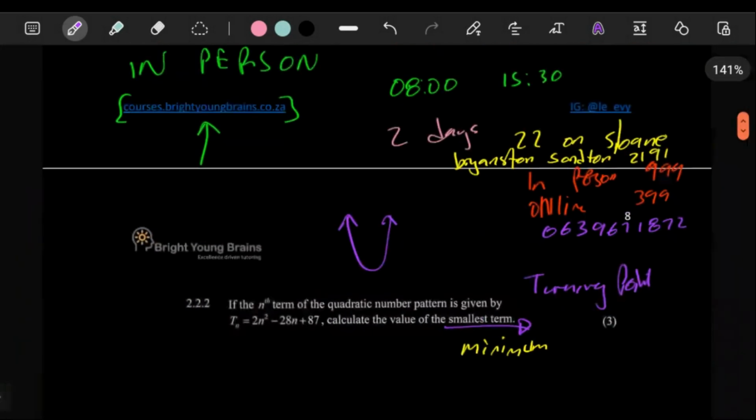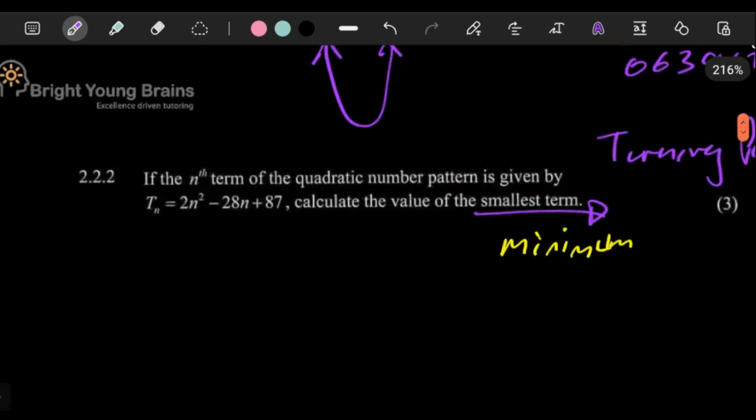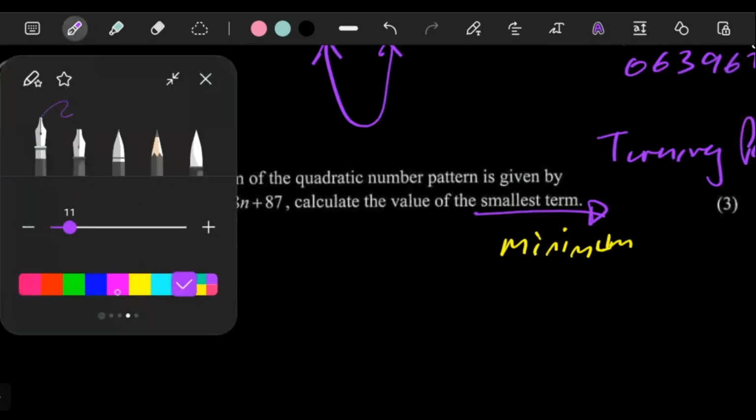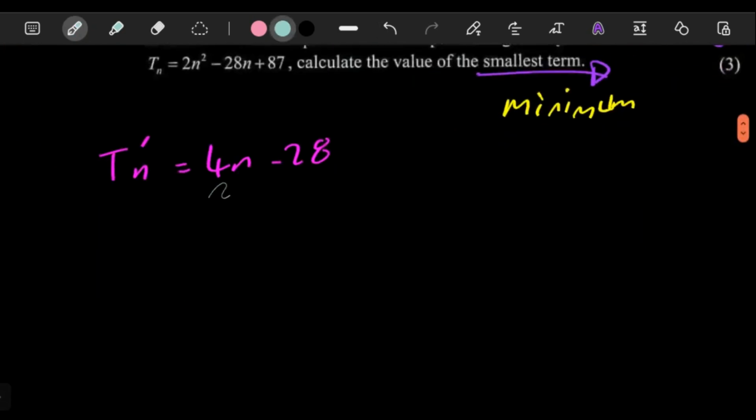Anyways, let's carry on. So getting the smallest value here, we're saying it's the turning point basically. So we have to differentiate the equation and make it equal to 0, and then solve for x. Differentiating this, Tn equals 2 times 2 is 4n, and then 1 times negative 28 is negative 28. And to move on from the exponent, this falls away. So we differentiate and make it equal to 0, right? So 4n minus 28. Move the 28 over, it becomes a plus.